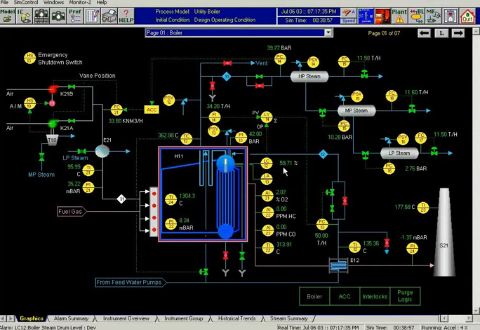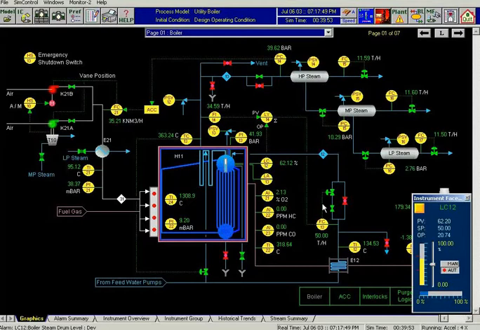The steam drum level is one of the most critical process variables, since a low steam drum level can cause a trip of the boiler unit. Of course, also overfilling of the boiler has to be avoided. What happened here? Let's check what the steam drum level is doing. The level seems to be increasing continuously.